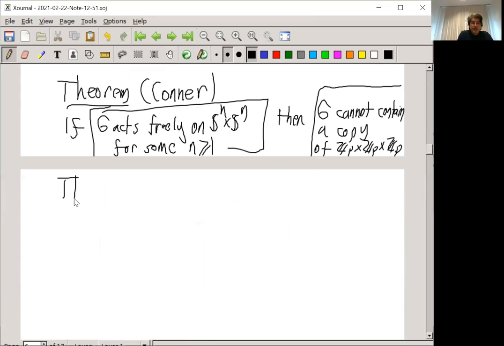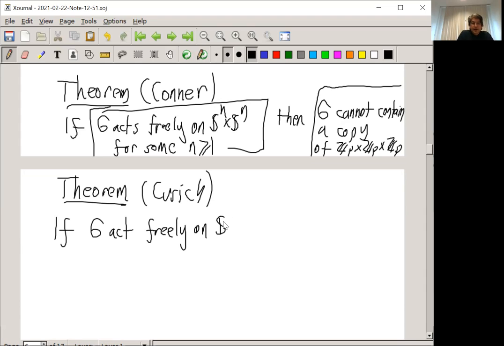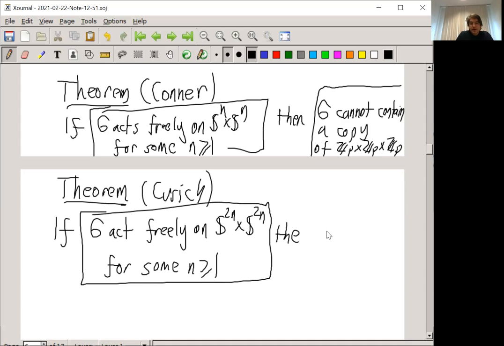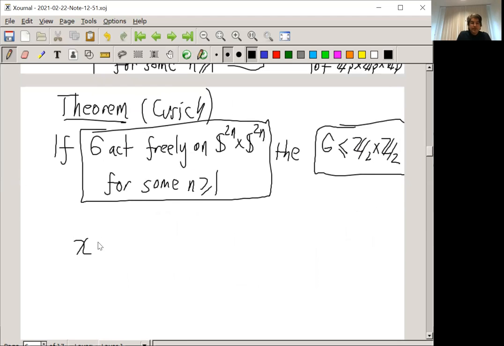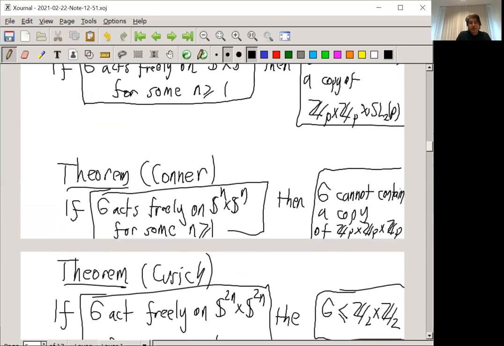Okay, and then a theorem of Cusick. If G acts freely on S2n cross S2n, this time the dimension is even, for some n greater or equal to 1, then G is a subgroup of Z2 cross Z2. So if the dimensions of the spheres are even, of course, the restriction is very high. The idea here was that S2n cross S2n has Euler characteristic equal to 4, and then Z4 is also eliminated by some spectral sequence argument.